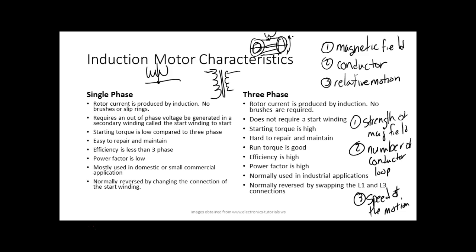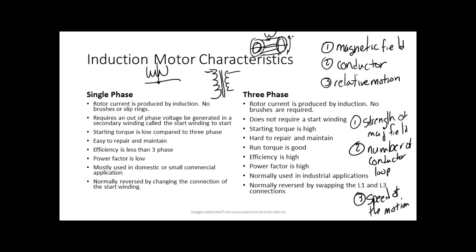Three-phase motor: rotor current is produced by induction. No brushes or slip rings. Does not require a start winding. Has a really high starting torque. These are hard to repair and maintain because of the way the windings overlap each other. Efficiency is high. Power factor is high. Normally used in industrial applications. Normally reversed by swapping L1 and L3. So these are the basic characteristics of single-phase and three-phase motors.